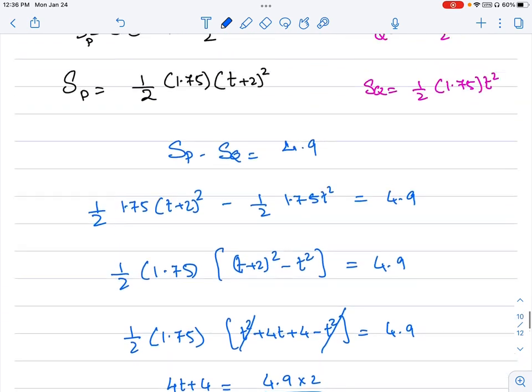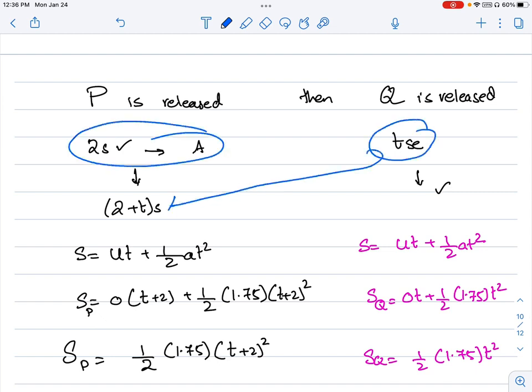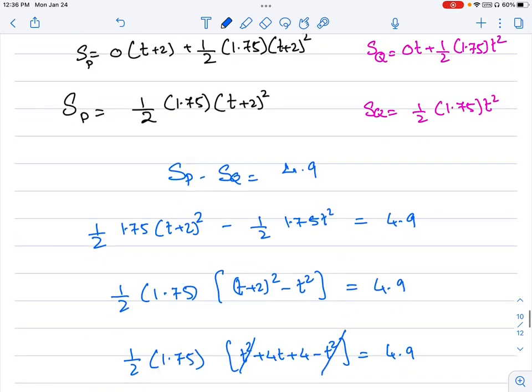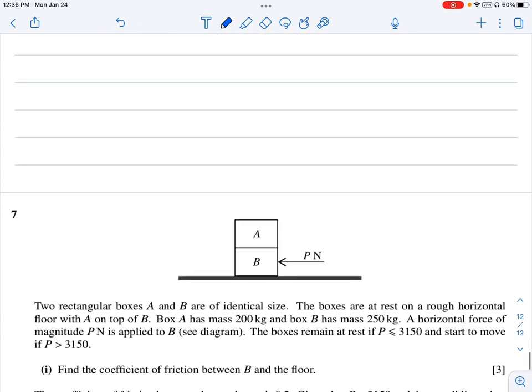As simple as that, what we have to do: initially P has traveled 2 seconds, then Q has traveled t seconds. So totally P will be traveling t plus 2 seconds, whereas Q is traveling only t seconds. Find the distance of P and distance of Q and subtract them, equate to 4.9. You should be getting the value of t.